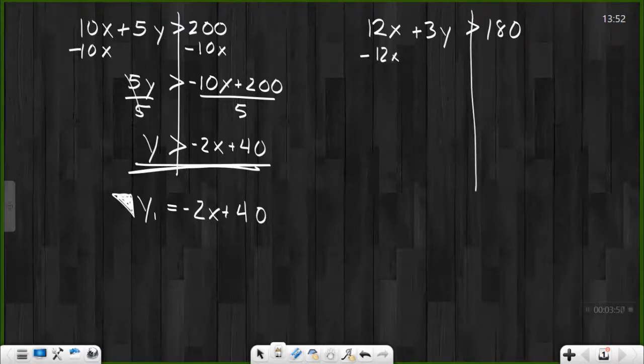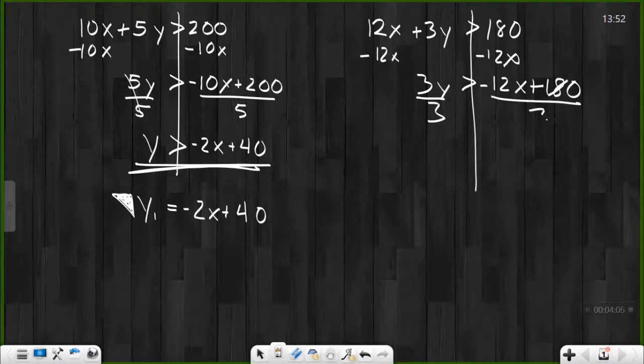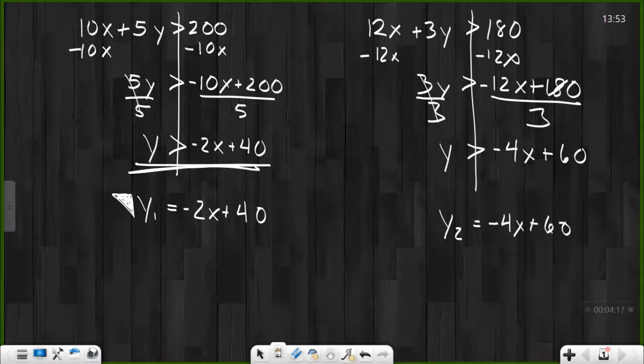We're going to subtract the 12X from each side. Then divide by 3. I am not dividing by a negative, so my sign does not change. So I end up with negative 4X plus 60. Remember, when you plug that into Y2 on your graphing calculator, you're going to get something that looks like this. To get your inequality, come over to this line with your cursor and hit enter until it changes to this symbol. This is the shading above my line. So again, here's my line and we're shading above it.